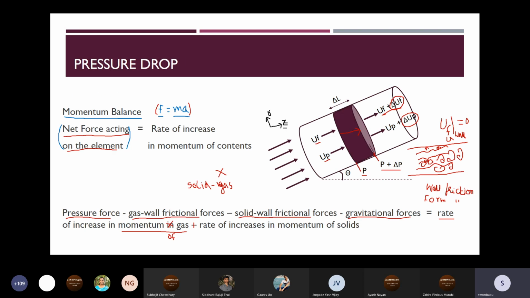So here you can see the change in net force. Net force means inlet minus outlet. So at the inlet we have the pressure P, and at the outlet we have the pressure P plus delta P. Pressure force. Pressure is nothing but force per area.